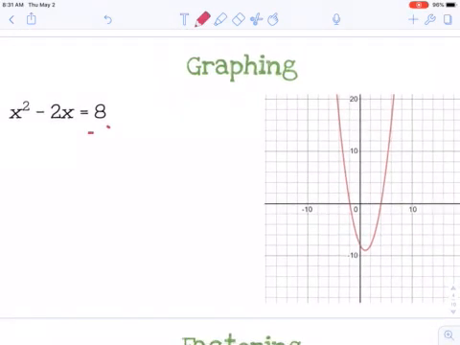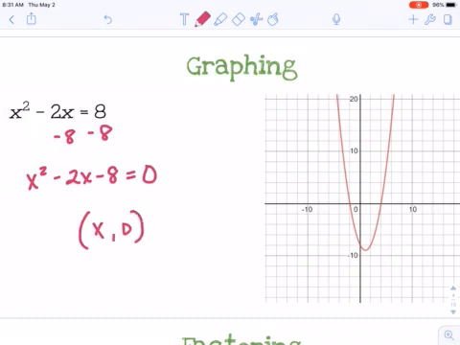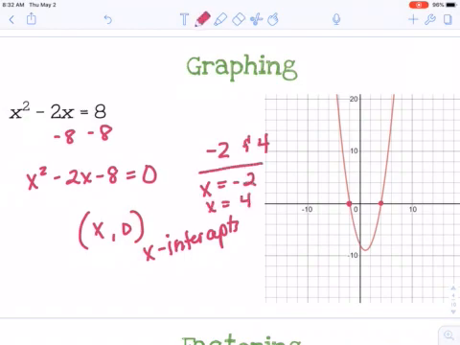What I do is I move this 8 over onto the other side. So x squared minus 2x minus 8 equals 0. The reason I want it to equal 0 is because that tells me that I am looking for coordinates where I've got an x value and then 0. Well, those are my x-intercepts. So looking at my graph, I can see I've got one here at -2, and then I've got one here at 4. So I know that my answers for x are both -2 and 4.